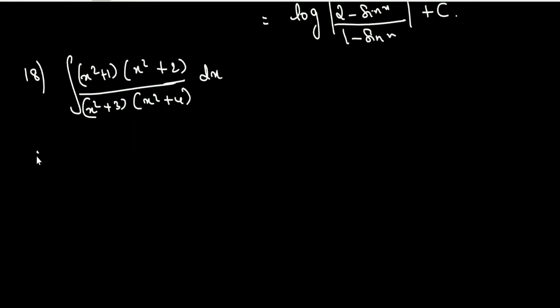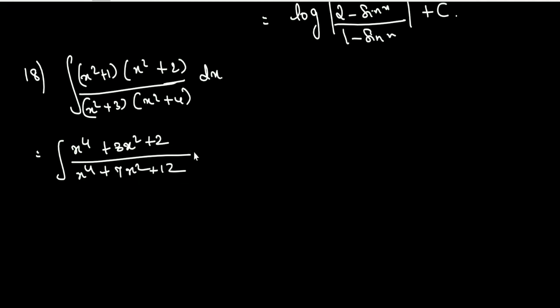18th one. See, when you multiply this, you will get x power 4 plus 3x square plus 2, right? Divided by x power 4 plus 7x square plus 12. So this is not a proper fraction. Okay, so make it as a proper fraction.